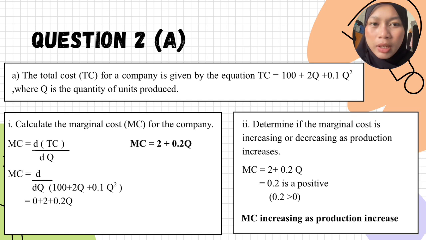Second one, determine if the marginal cost is increasing or decreasing as production increases. We want to know whether marginal cost is increasing or decreasing as production increases. Since the coefficient of Q in the marginal cost function is positive, marginal cost increases as output increases. This means that producing additional units becomes more expensive at higher levels of production, which is common due to factors like capacity limits or inefficiency.